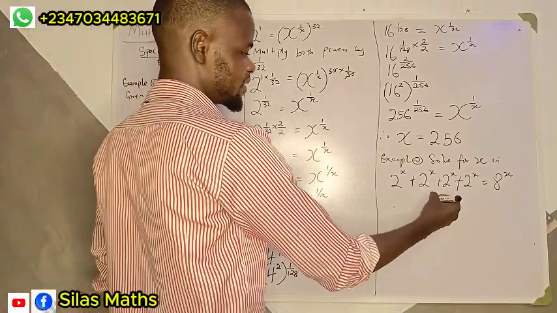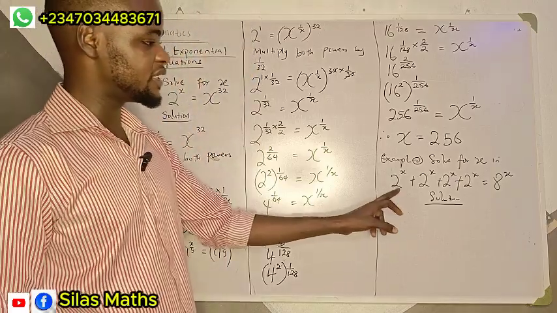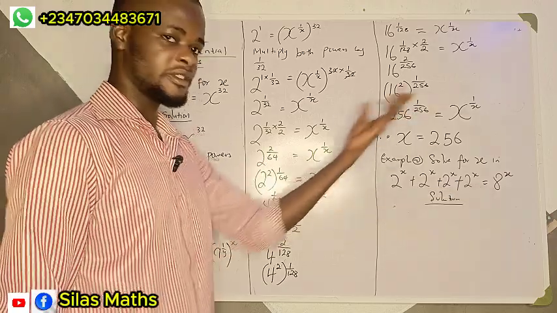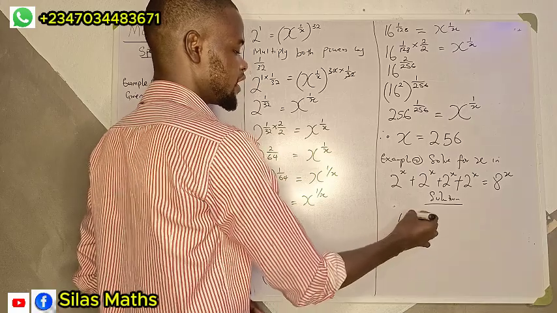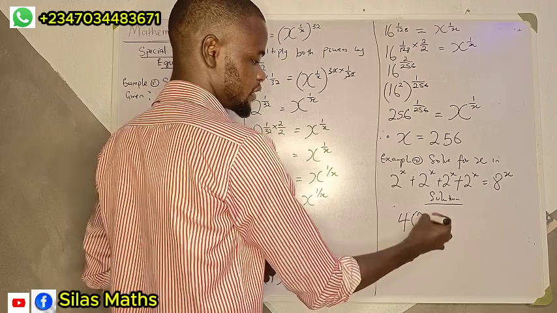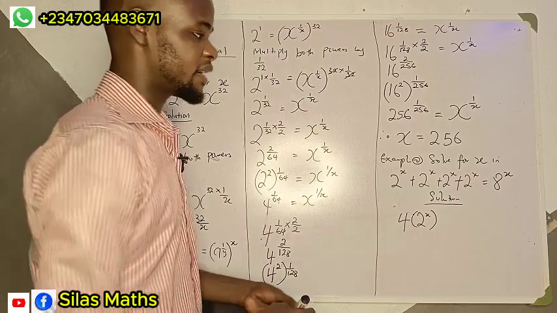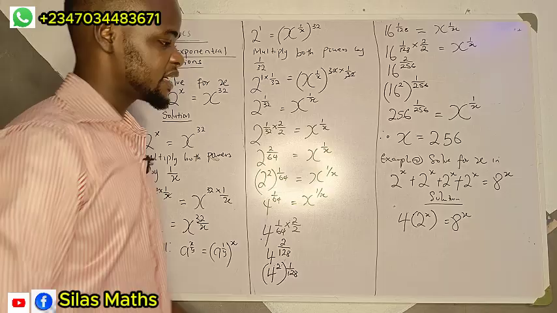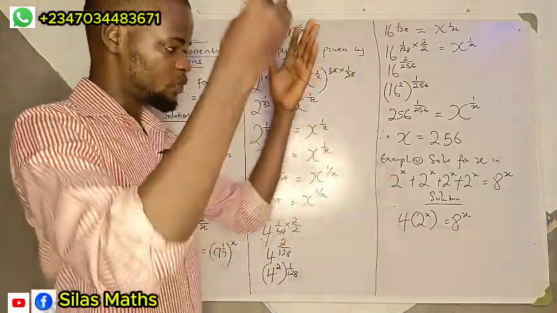So what are we going to do? Simple. We do something very easy. Remember that all these are like terms. How many are they? 1, 2, 3, 4. There are 4. So if I add the 4 of them together, I'm going to have 4 in bracket of 2 raised to the power of x, equal to 8 raised to the power of x. At this point, what we have in mind is to make sure that their bases are the same, so we equate their powers.